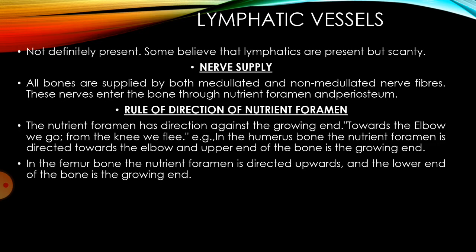For example, in the humerus bone the nutrient foramen would be directed towards the elbow, and the upper part of the bone would be the growing end. Similarly, if we take an example of the femur bone, then the nutrient foramen will be directed upwards, and the lower end of the bone would be its growing end. So the direction of the nutrient foramen will always be opposite to the direction of its growth.